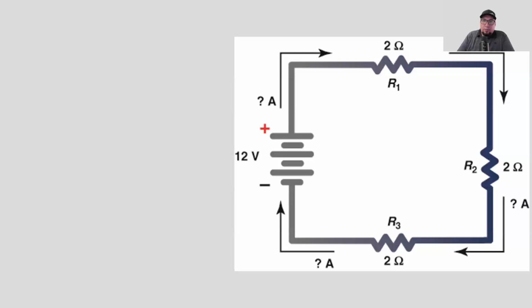And that would be 2 amps throughout this entire circuit. It would be 2 amps out of the power side, in between resistor 1 and 2, in between resistor 2 and 3, and on the ground side. Amperage again does not change throughout the circuit.